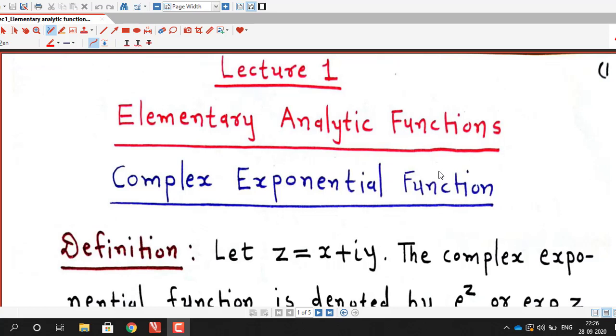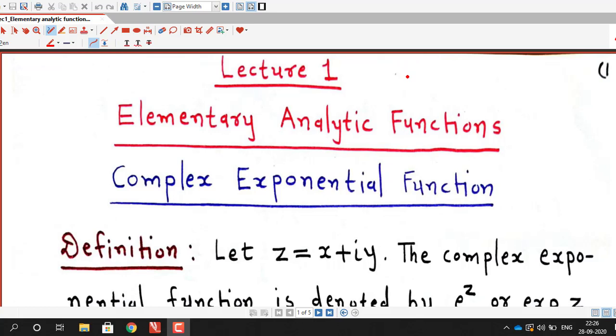They have some properties which are analogous to real functions, and there are some properties which make them different from real functions. So we will discuss all these functions one by one in upcoming lectures, and we will also discuss their analyticity, that is, at which points they are analytic in the complex plane. So in this lecture number 1 we are going to study the complex exponential function. We will define the complex exponential function, and we will discuss some of its properties in this lecture.